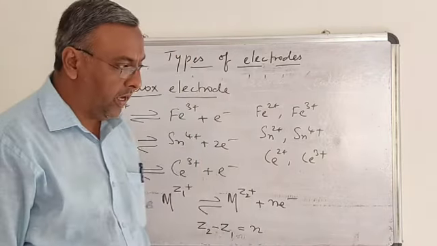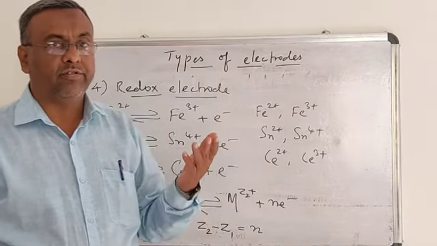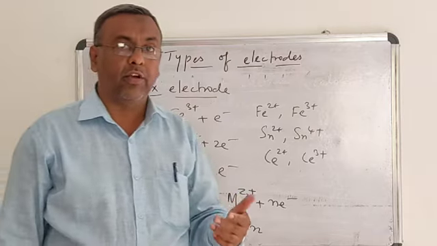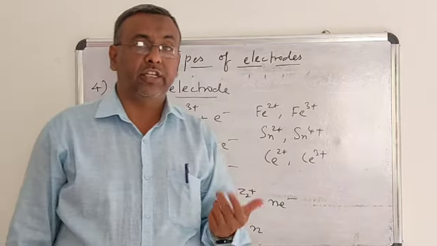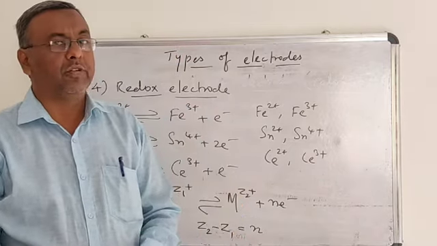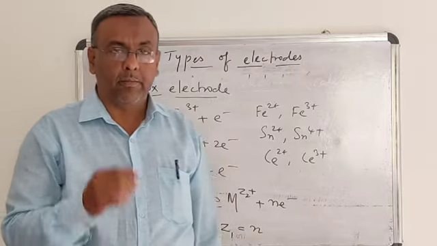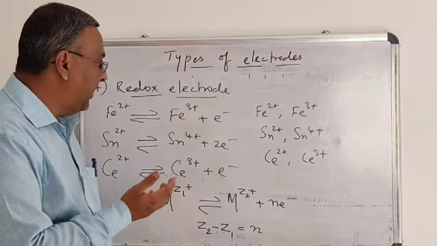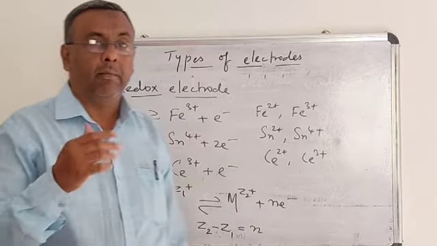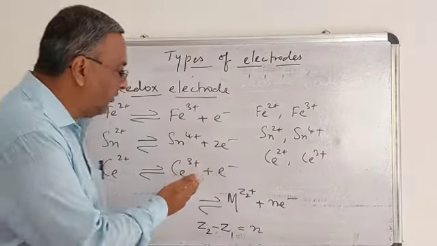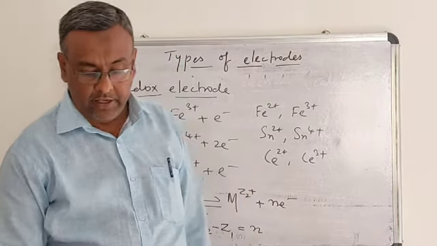redox electrode. So today we have studied the different types of electrodes. We have studied the gas electrode. In the gas electrode we have studied three different types: hydrogen gas electrode, oxygen gas electrode, and chlorine gas electrode. The second type we have studied is the metal salt electrode. The best example is the calomel electrode. The third type we have studied is the metal ion electrode, and the last one is the redox electrode. The next topic we will study in the next class.